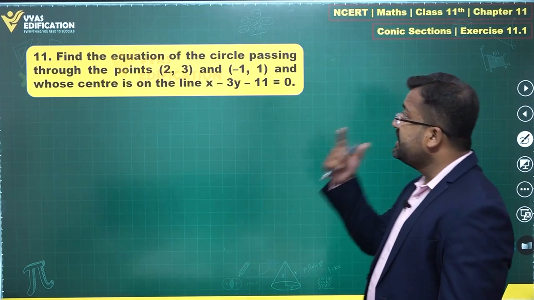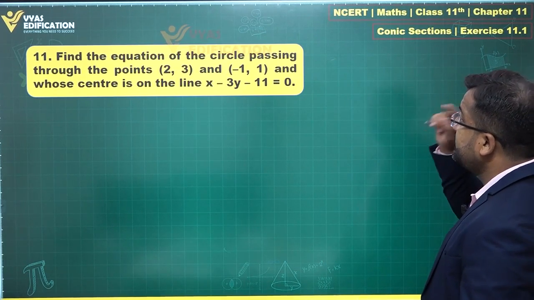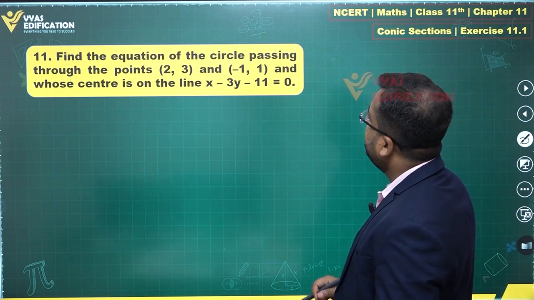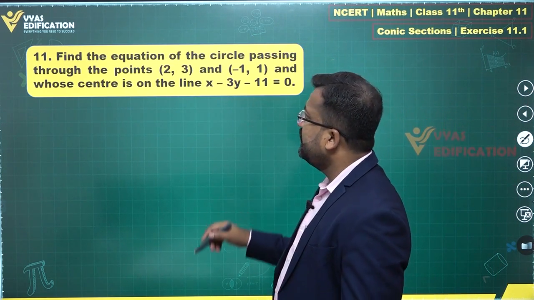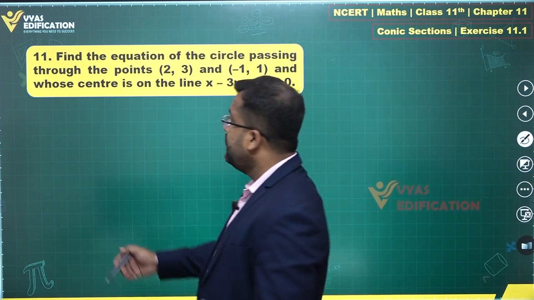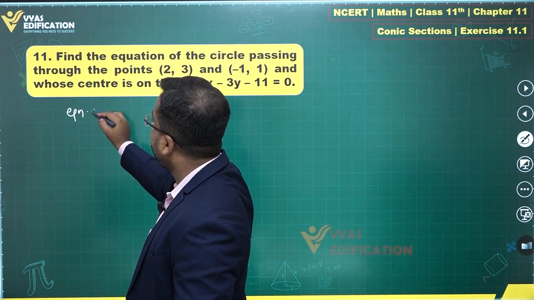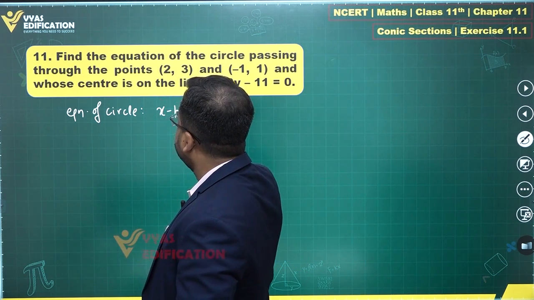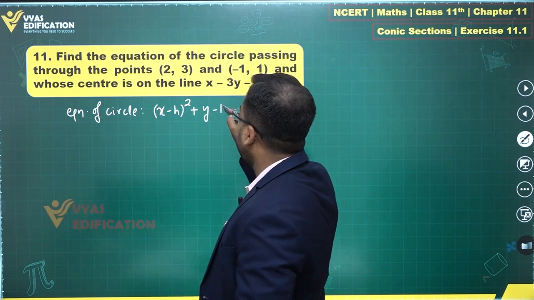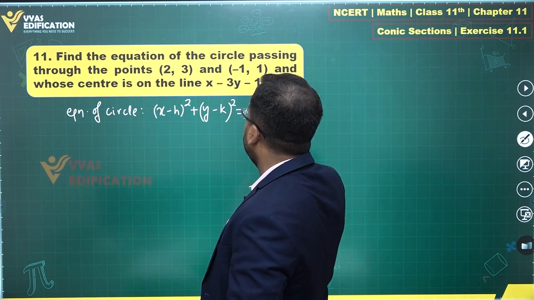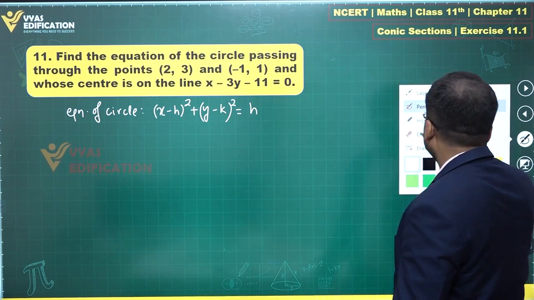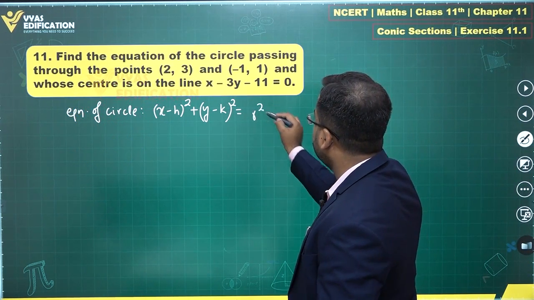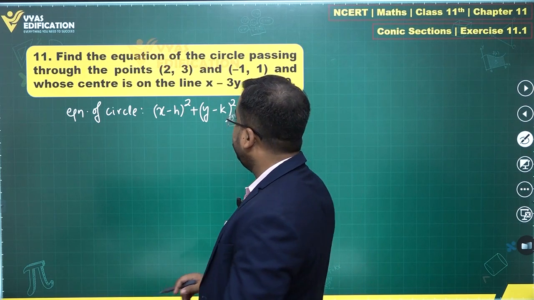The 11th question says, find the equation of circle passing through the points this and whose center is on the line this. Okay. Equation of circle passing through points this and center is on the line this. A similar question to the previous one. We start with equation of circle. Let the equation of circle be x minus h whole squared plus y minus k squared is equal to r square. Okay. Center is h comma k and radius is r.